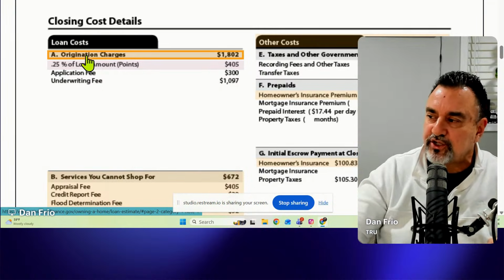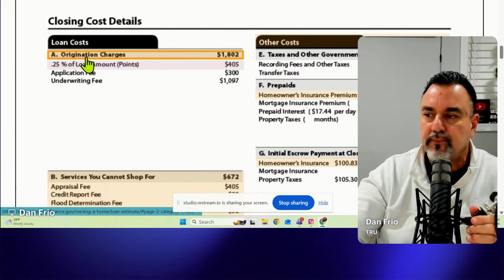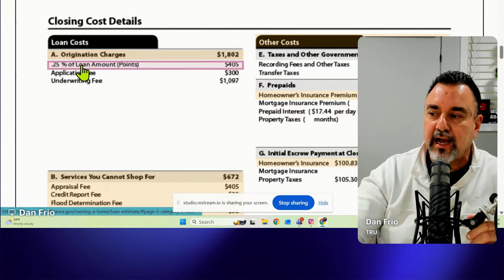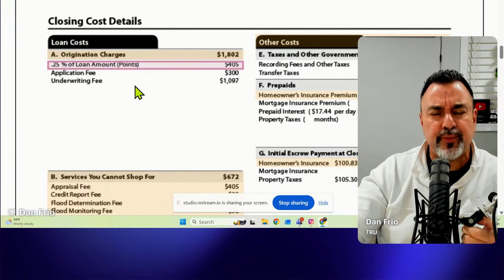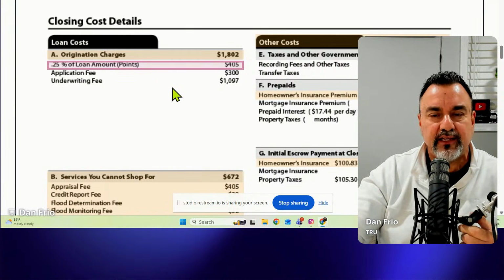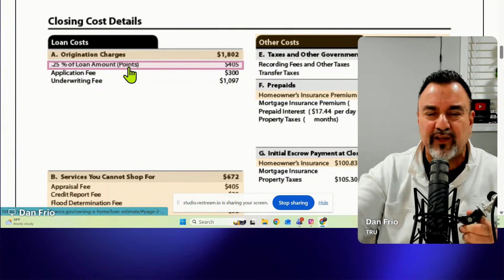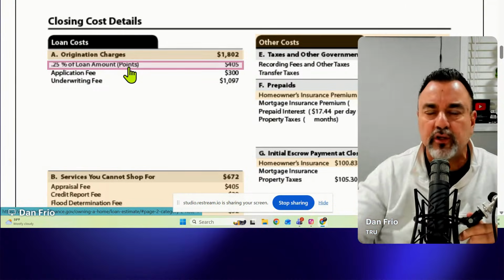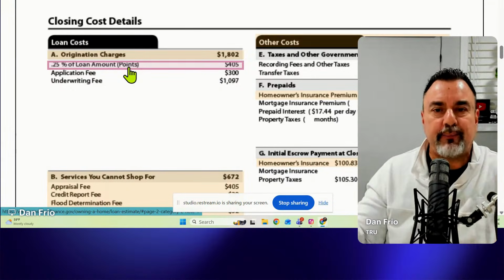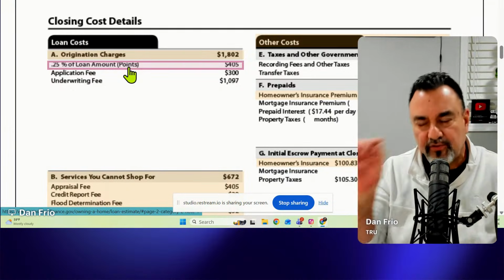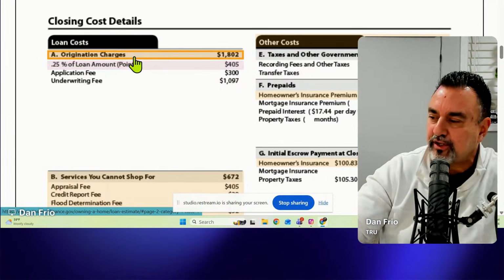Okay, they're going to tell you the origination fee. Is there an origination fee? Okay, you're paying 0.25 in loan amount points. What is it? I don't know. It's $400. Application fee, $300. Underwriting fee, $1,097. Everybody has these. No, everybody doesn't have these. And then what is a point? Oh, that's just to get you a little bit better rate. Don't go for that. What's my rate without all this crap? That's what you really want to know. Okay, so that's the biggest piece of the puzzle I want to show you guys there.